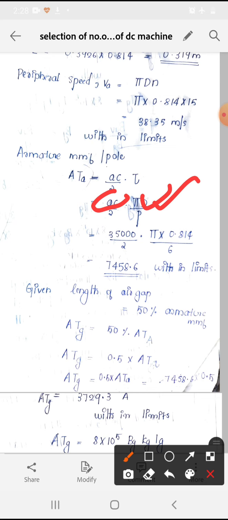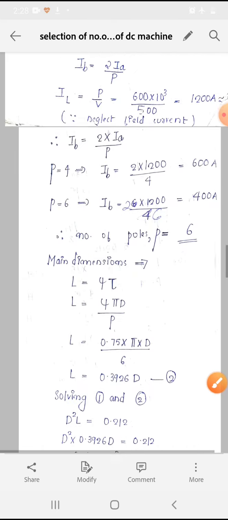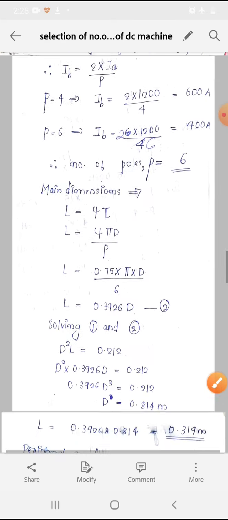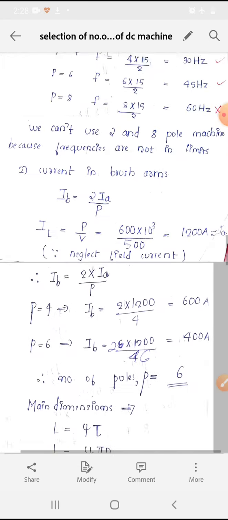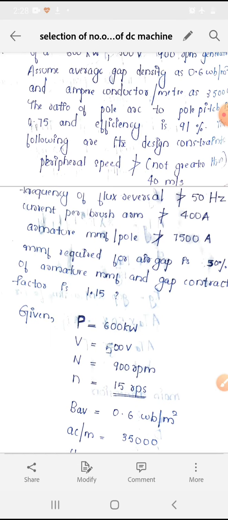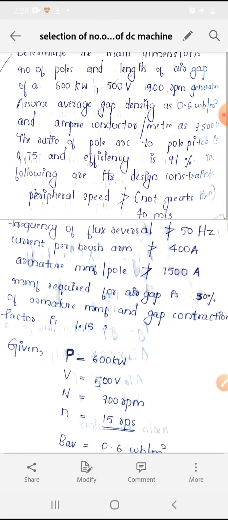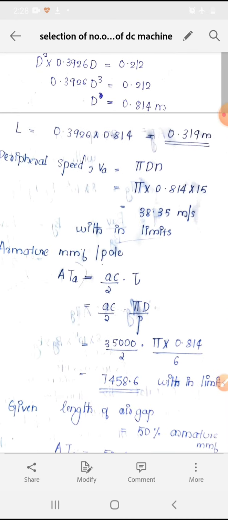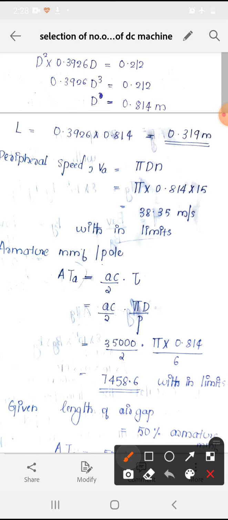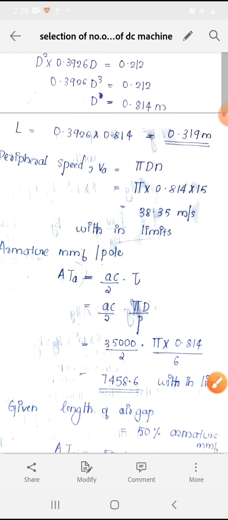So we got 7458.6, which is within the limit. And also we have to check the peripheral speed, since in the question the peripheral speed should not be greater than 40 meter per second. So while substituting the value of D and N, we obtain the peripheral speed as 38.35 meter per second, which is within the limit.